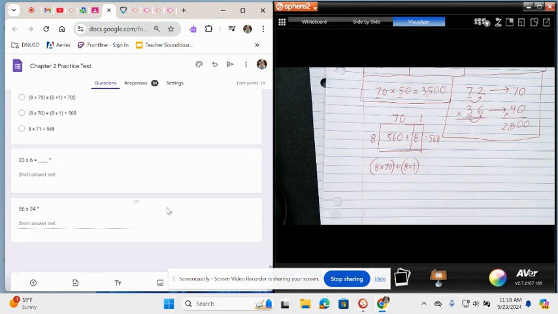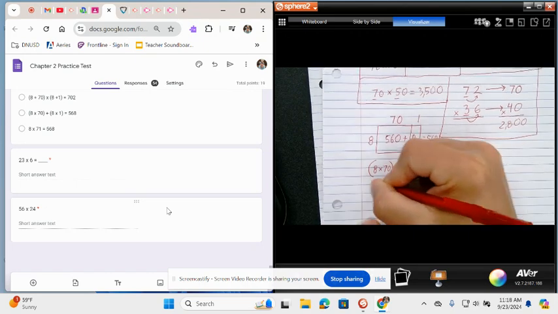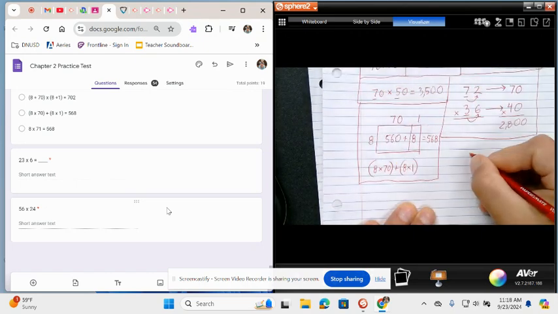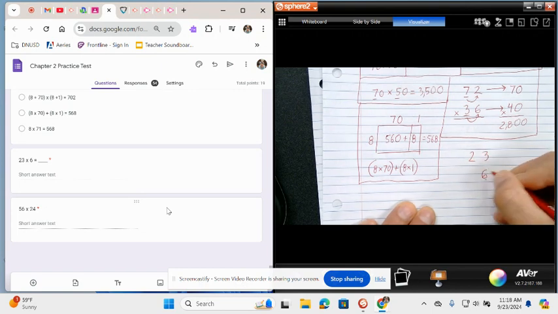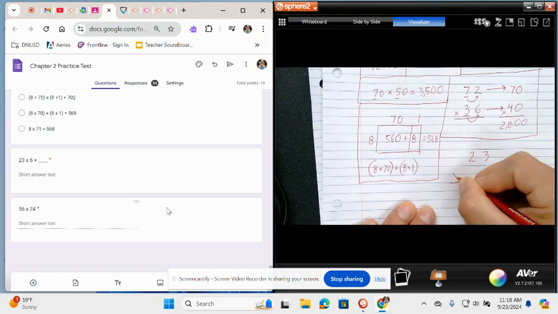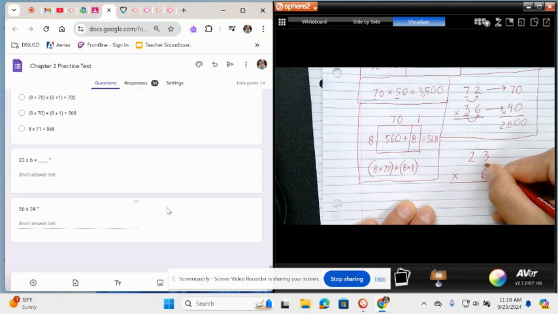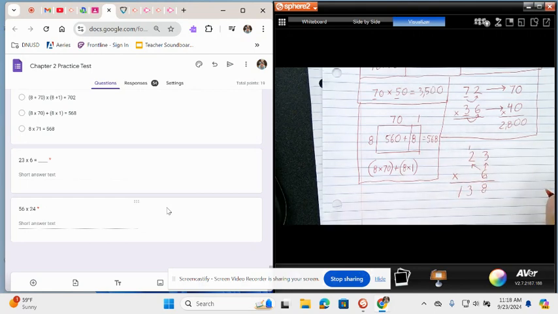Okay, just a couple questions left. This next one says 23 times 6. And it doesn't tell you how to solve it, so we'll just use the standard algorithm. 6 times 3 is 18. We carry the 1. And then 6 times 2 is 12, plus 1 is 13. So the answer should be 138.